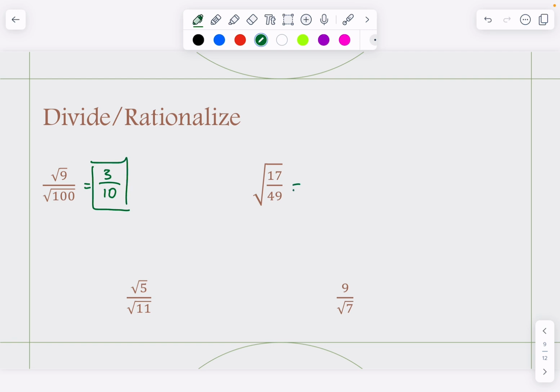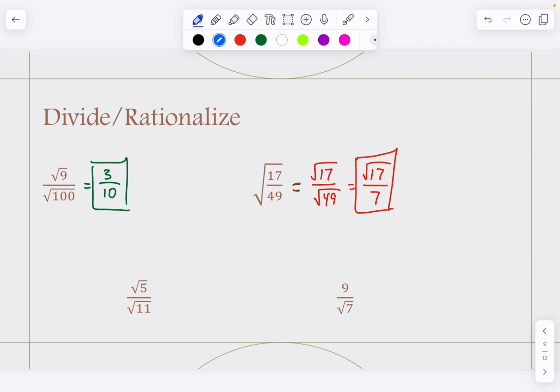Next one, I have a radical over an entire piece there. So I have the square root of 17 over 49, allowing me to split this up into the square root of 17 over the square root of 49. The square root of 17 will not simplify, as 17 is prime, but 49 is a perfect square. So the square root of 49 is going to give me 7. This is my final answer.